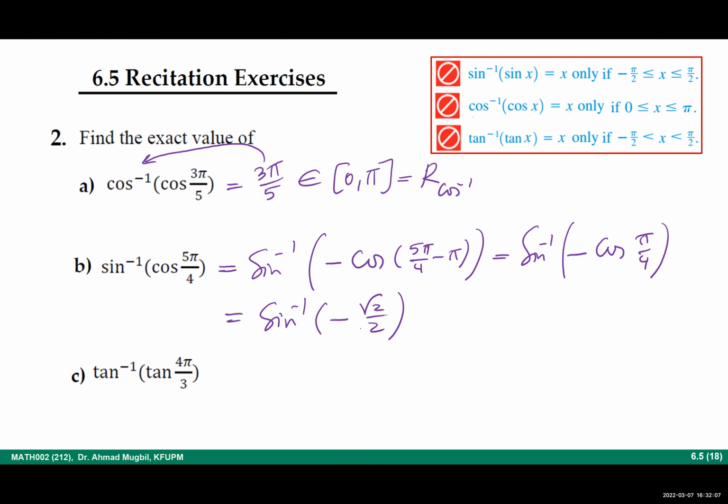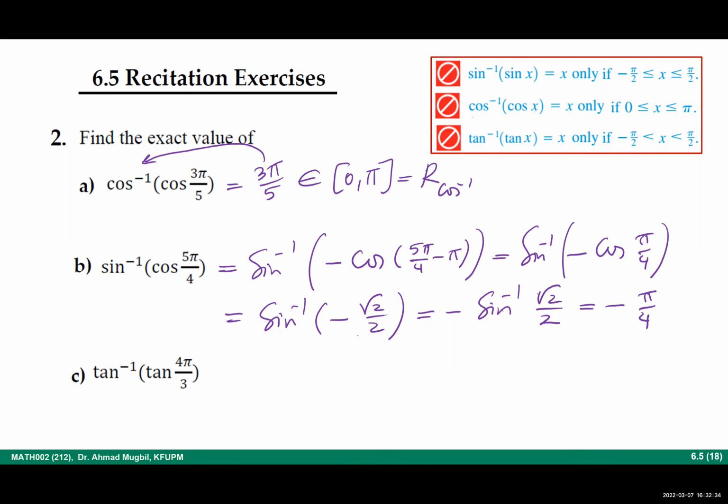Now you have two options. One option is to take the negative out because sine inverse is odd. Then you ask yourself, what is the angle whose sine is square root of 2 over 2, between negative pi over 2 and pi over 2? It is pi over 4. So this is the answer.